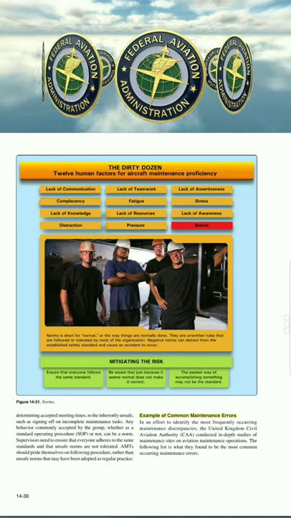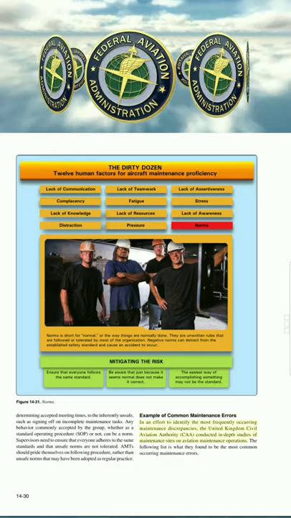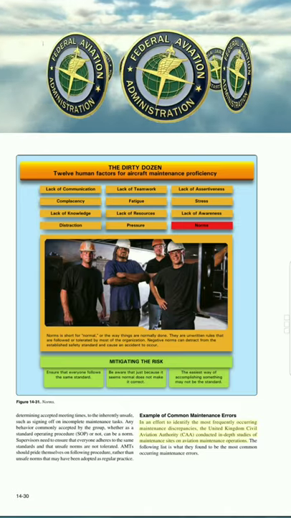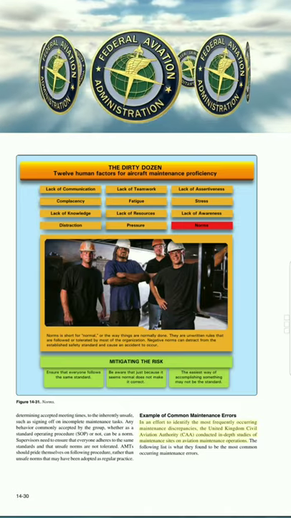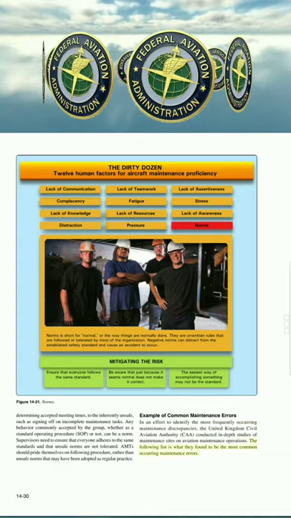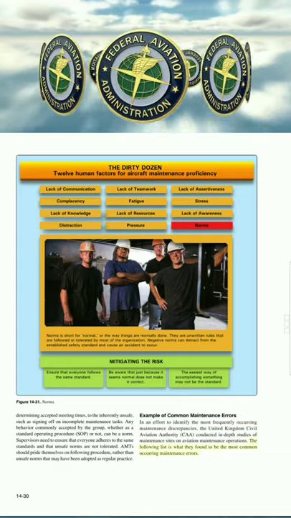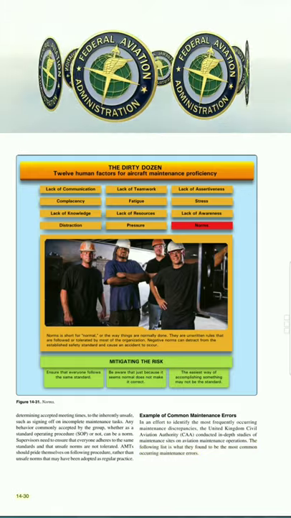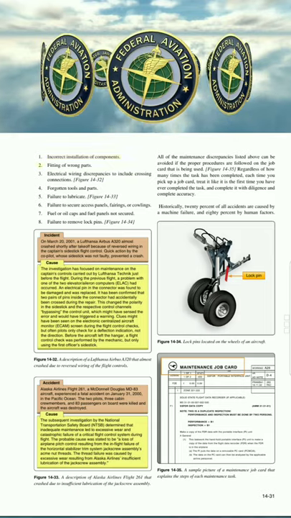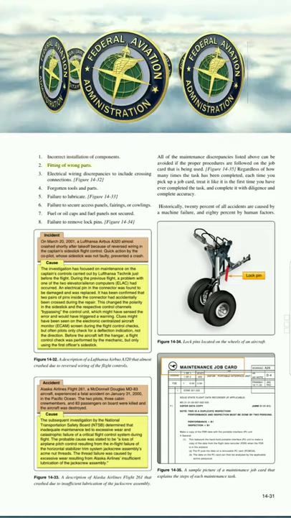Example of common maintenance errors. In an effort to identify the most frequently occurring maintenance discrepancies, the United Kingdom Civil Aviation Authority (CAA) conducted in-depth studies of maintenance sites on aviation maintenance operations. The following list is what they found to be the most commonly occurring maintenance errors. Figure 14-30. 1. Incorrect installation of components. 2. Fitting of wrong parts. 3.